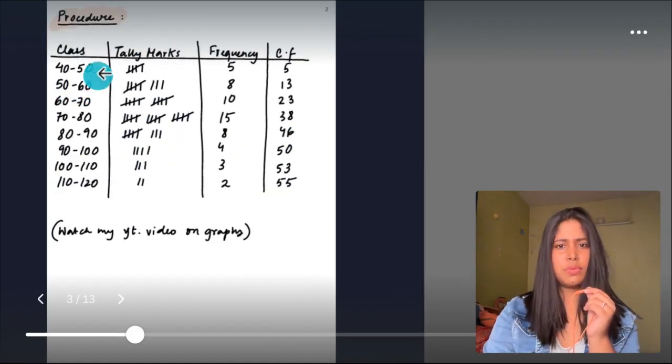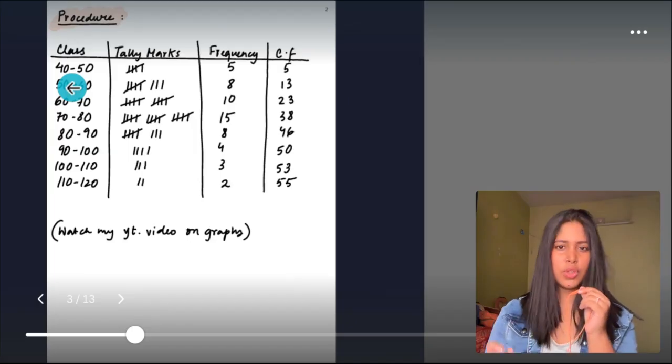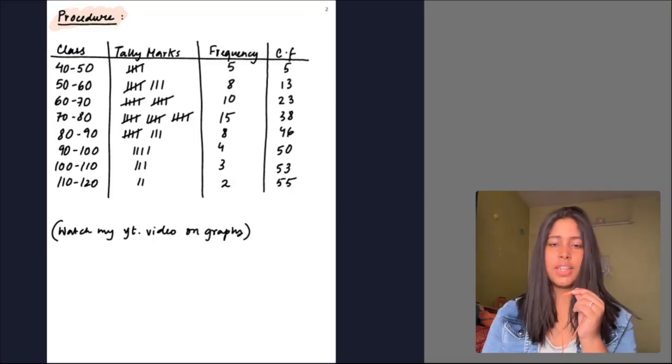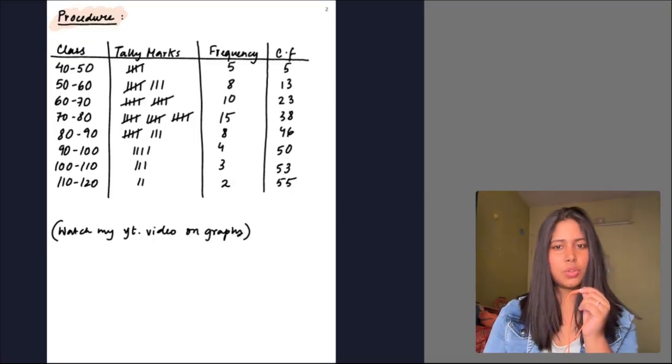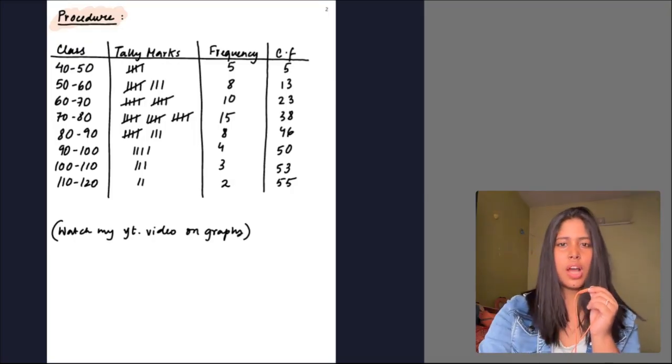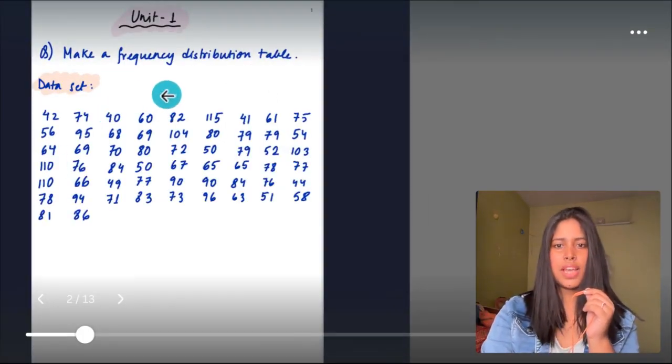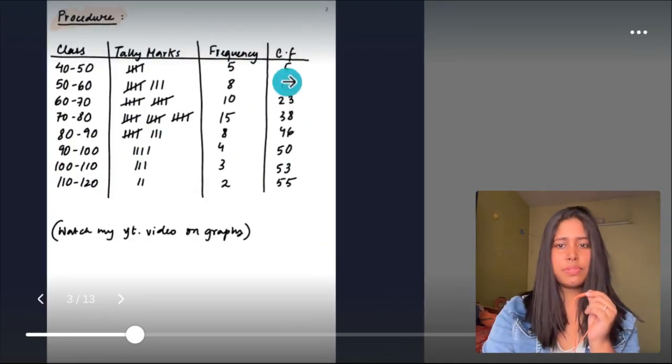From 40 to 50, we do not include 50. We do not include the upper limit of the class. We take the upper limit, which is 50, in the next class, 50 to 60, and it goes on for the whole table. So how to calculate the tally marks? First, we take 40, then 41, and so on. We have the frequency as 5.